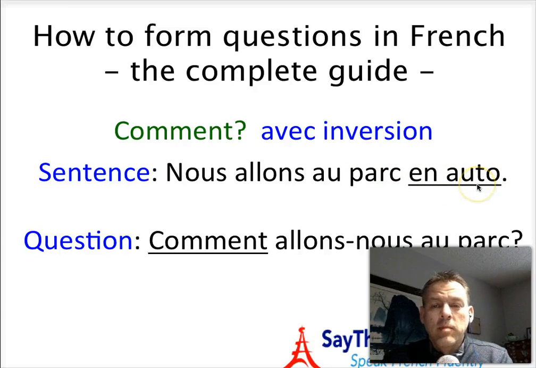En voiture, depending on what part of the world you are. Car could be en auto, en voiture, en car, in certain areas of the francophone world. All right, so let's start. En auto is how, comment, and here again we inverted nous allons to allons-nous. It becomes comment allons-nous au parc? Comment allons-nous au parc? And the answer would be nous allons au parc en voiture, en auto.